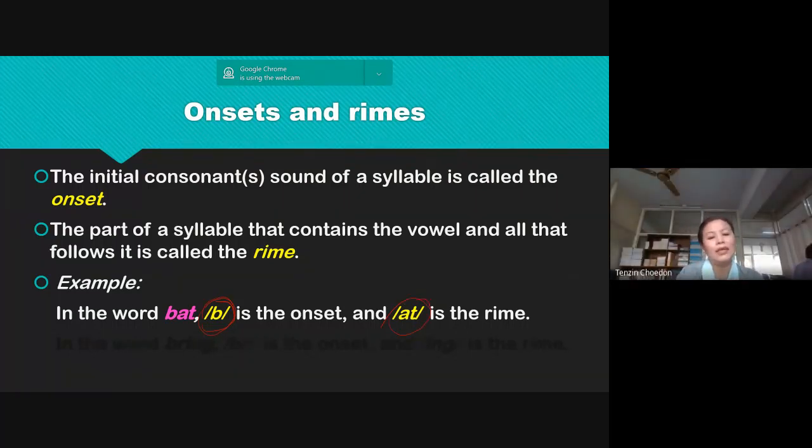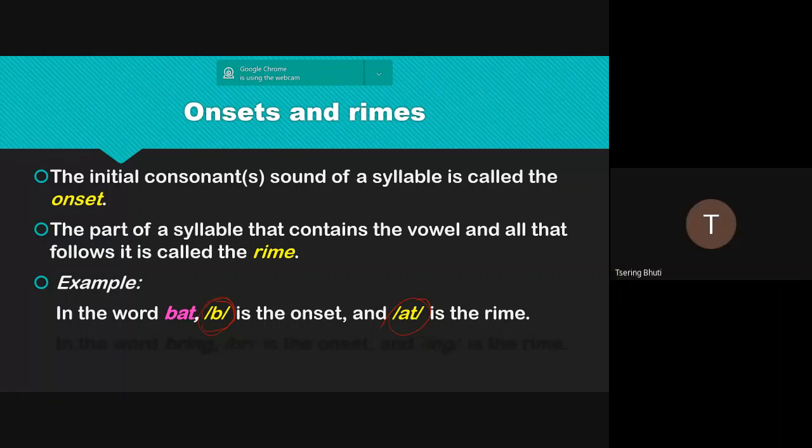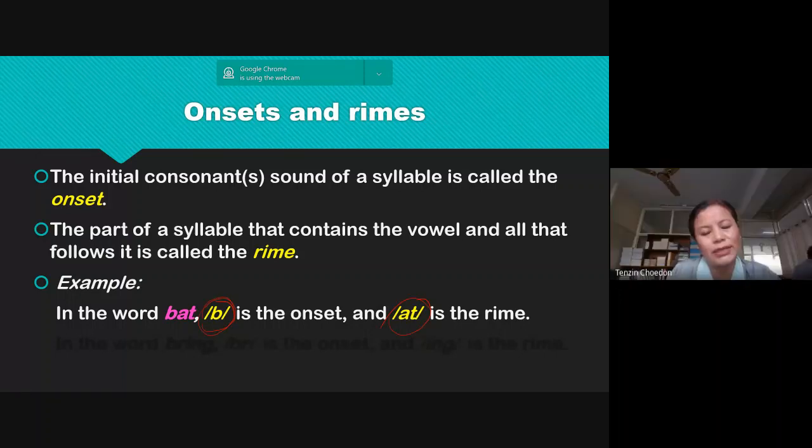Bat is a one-syllable word, so it is a word as well as a syllable. What we need to remember and tell children as well is that in all syllables there has to be a vowel. A vowel sound is always there. Sometimes the vowel itself becomes a syllable.